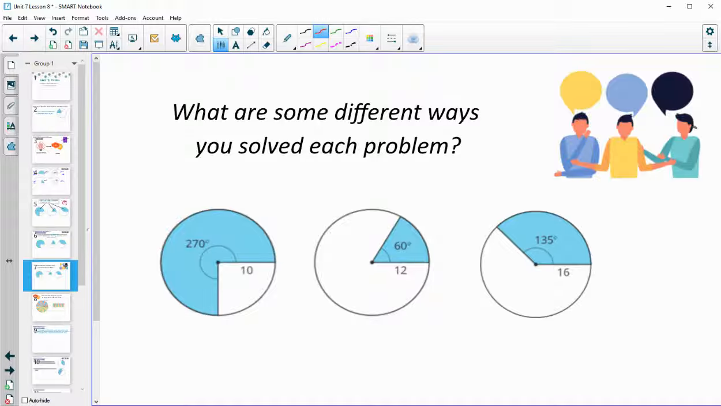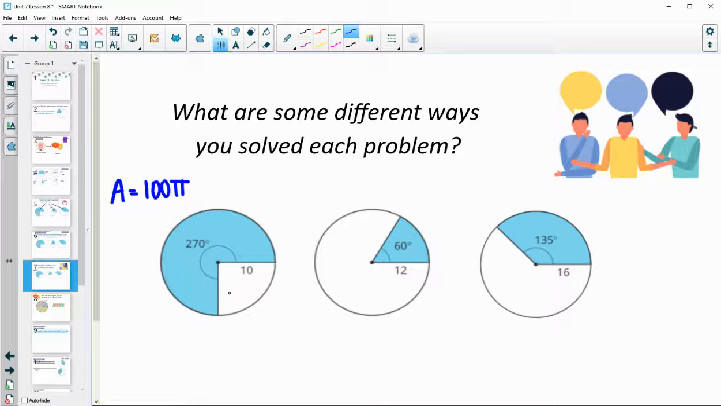So let's take a look at some different ways that you might have solved these. If we think about the total area for this one, again, we're going to square the radius, which is 100 pi, would be the total area. So you could have thought of some different ways to calculate this.